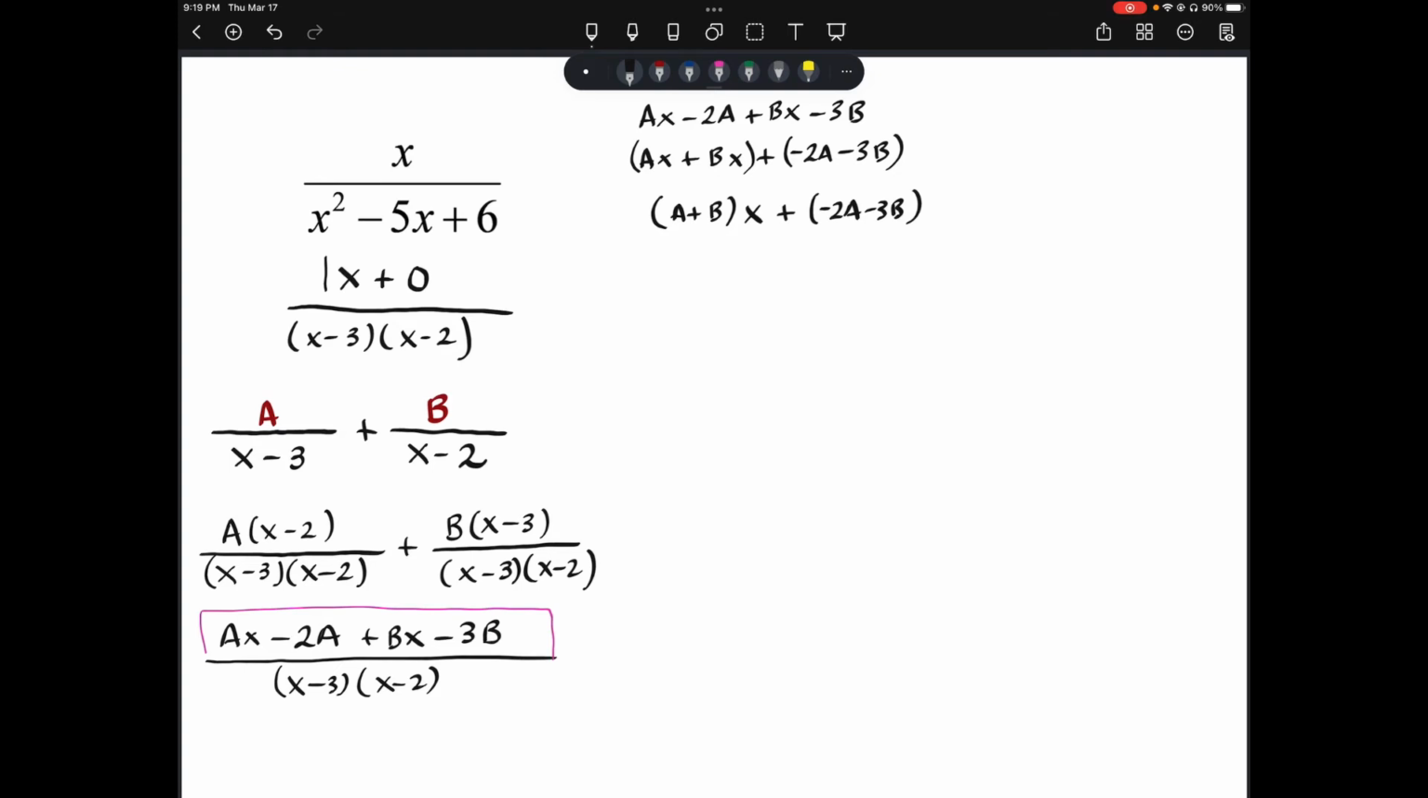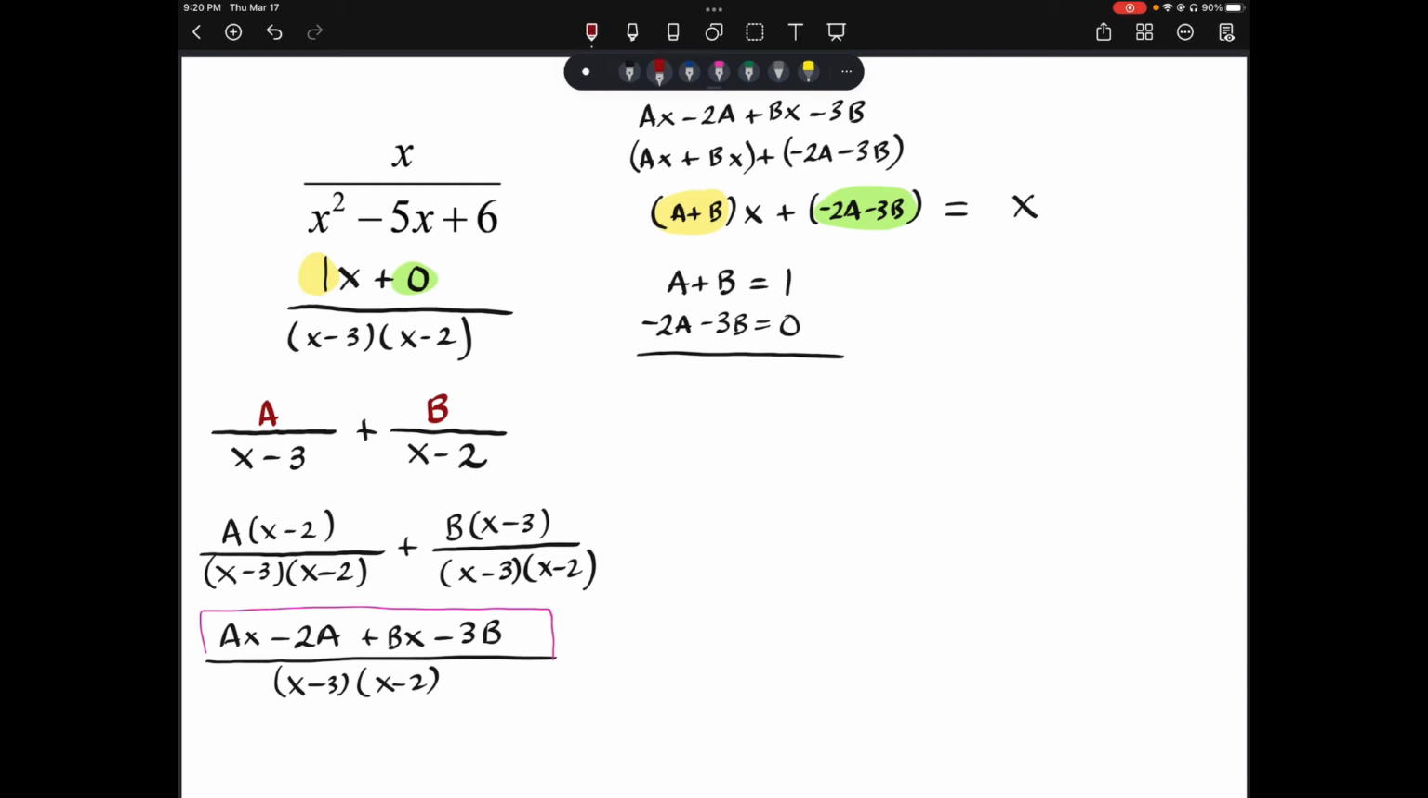Well, hopefully you can see what this should equal, right? This should equal our x. Because remember, our a plus b should end up equaling 1, so we can go ahead and even write that. We have a plus b equals 1, and then we've got negative 2a minus 3b, which should end up equaling our 0. And now we'll just work on solving this system.